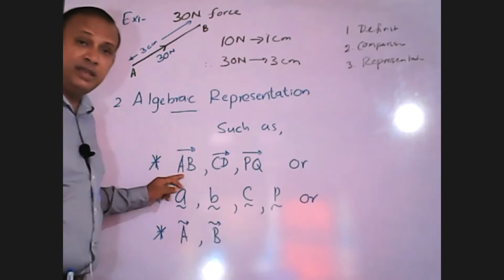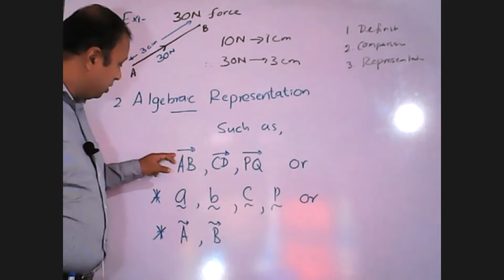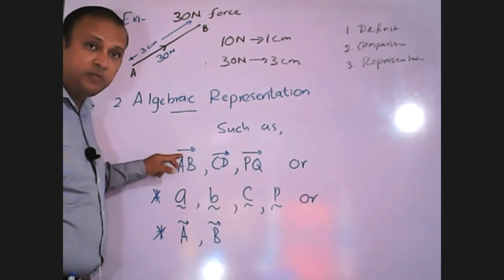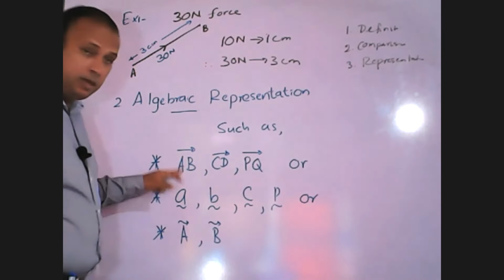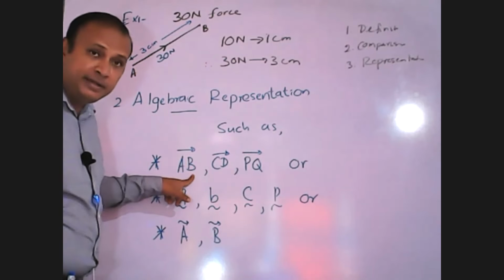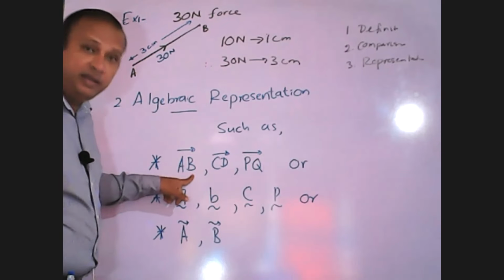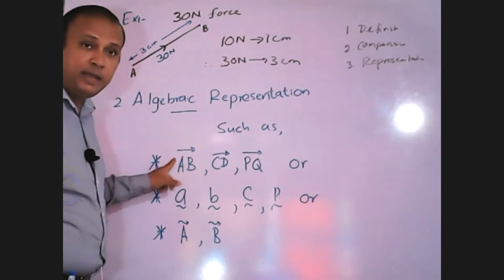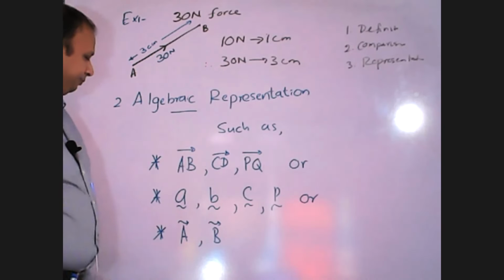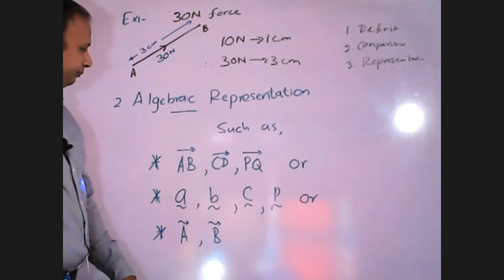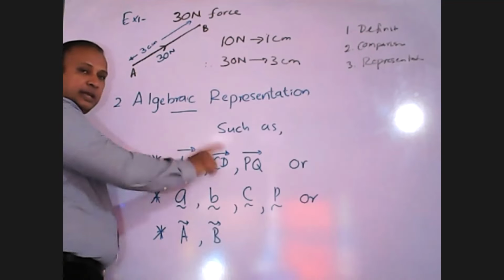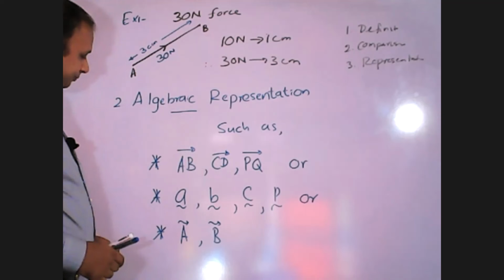We can use A, B, and we can put an arrow on top of those letters. This means this vector starts from point A and ends at point B, and the direction of the vector is A to B. Likewise A, B, C, D. The arrow should be on top of the letters.